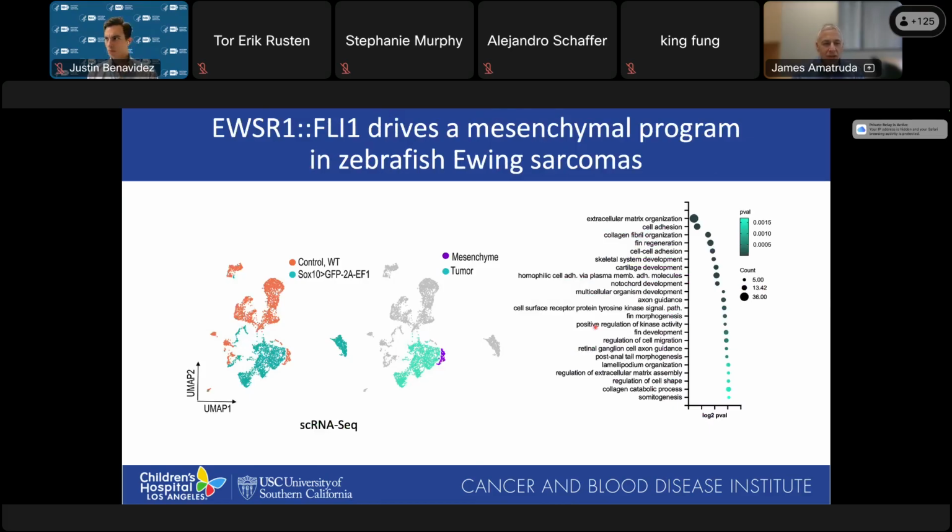So these are single cell RNA-seq data from adult tumors showing that this mesenchymal population that arises from the normal zebrafish at this developmental stage really clusters quite nicely with the tumor. So as human Ewing sarcomas do, these tumors exhibit a lot of features of mesenchyme.